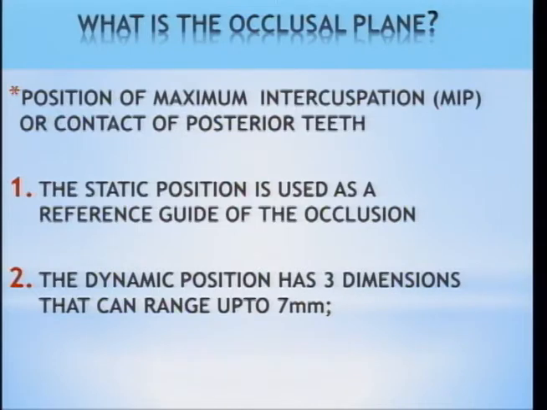So the next point I want to make is the occlusal plane. That position is where the teeth come to make contact. It's the interface between the upper and lower teeth. It's called the maximum intercuspation position, and it's a very important position in dentistry. And it's used as a reference guide to study occlusion, and also it's in a dynamic state because you can make movements laterally, forward, and posteriorly.